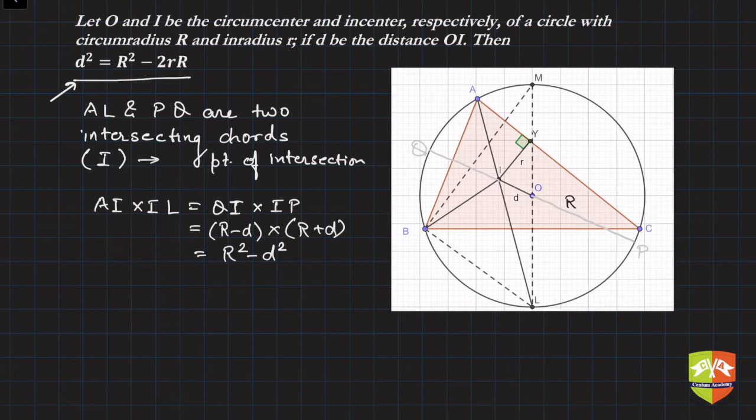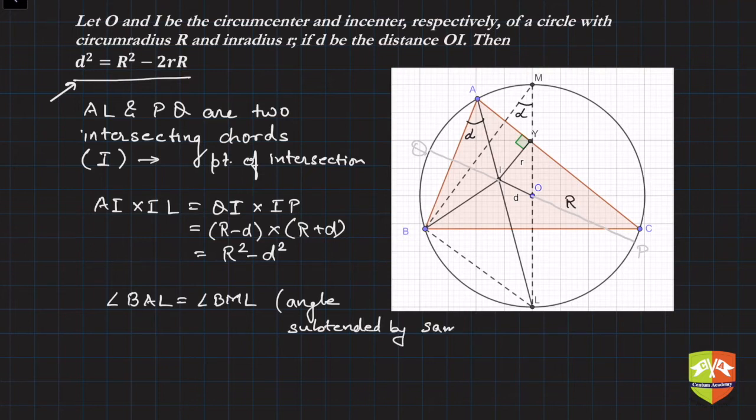If this angle is alpha, then clearly this angle is alpha. Why is this? Because angles lying in the same segment. So hence, I can say angle BAL is equal to angle BML. Why? Angles subtended by the same arc, on the same segment, are equal.